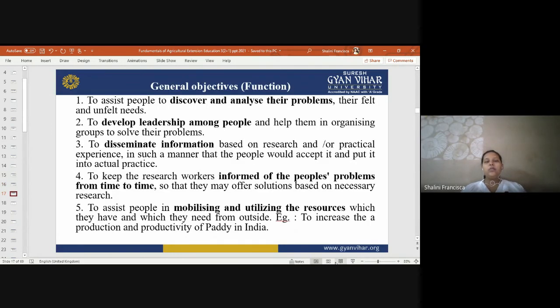Then there are some functions that we have to follow before going to the actual field. The first one is to assist people to discover and analyze their problems. Sometimes people don't understand what is the biggest problem and what is the minor problem. They treat the minor problem as the biggest problem and ignore the major problem. So we have to train them so that they understand that this is also a problem, and first we take away that problem, and only then go on to the minor problem. Then, develop leadership among them. That is the biggest thing.